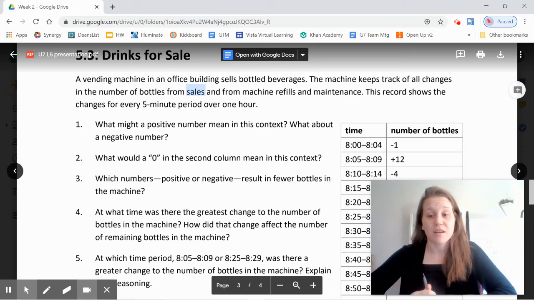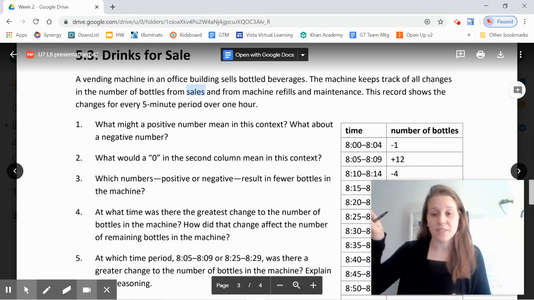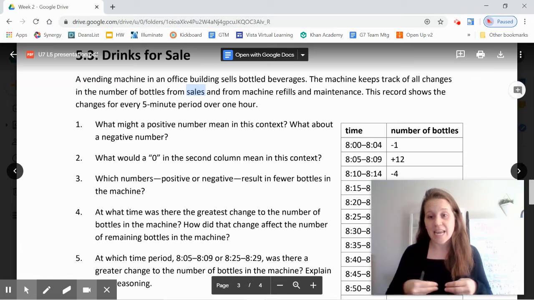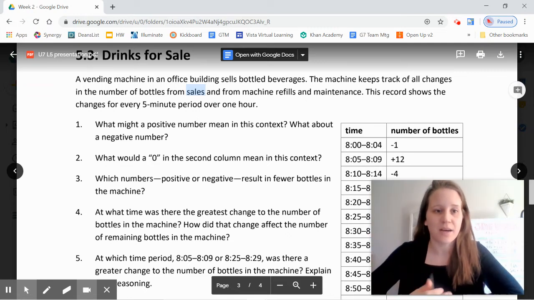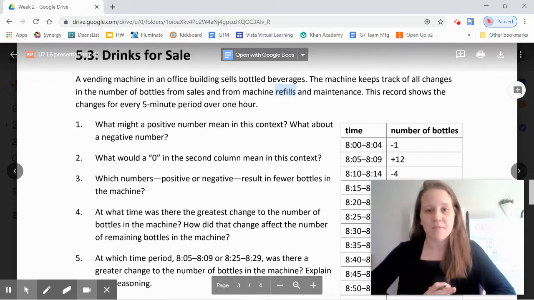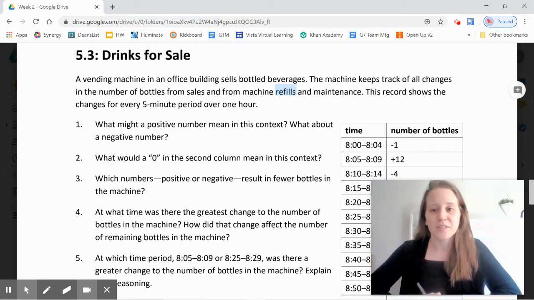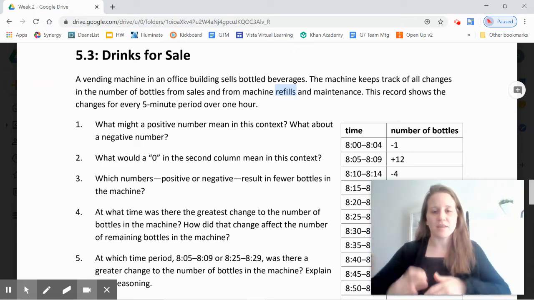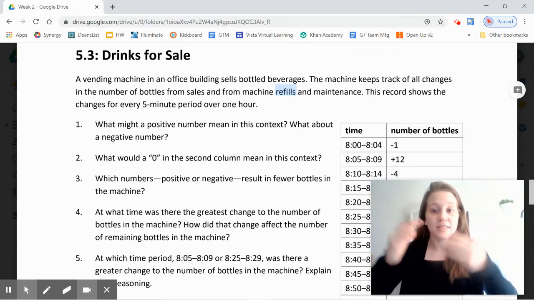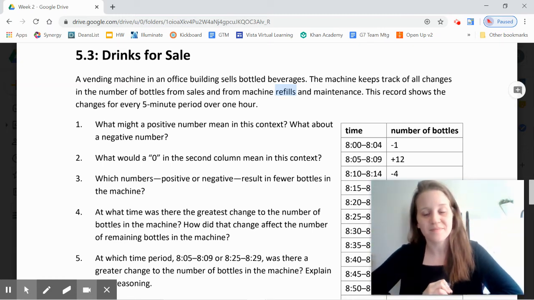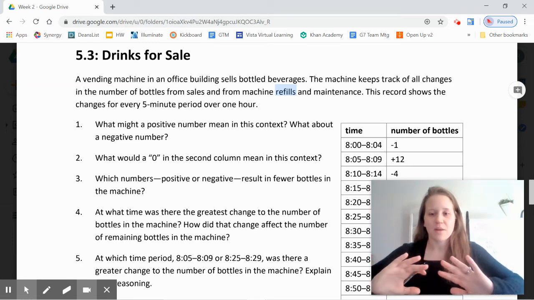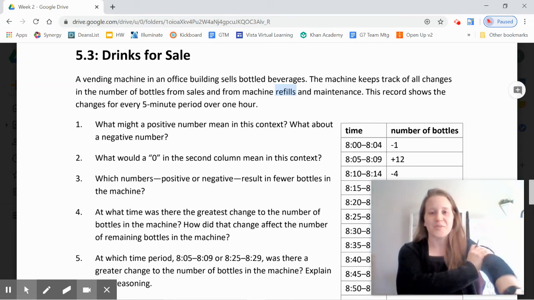The bottles in the vending machine for sales would decrease. So I walk up to the vending machine, I put in my $1.50, I take out one bottle. Now the vending machine has fewer bottles in it. So sales decrease my amount of bottles. What about machine refills? So this is someone's job to come in, roll in a cart of drinks and stock the machine, refill the machine with drinks. Do you think that would be a positive change in the number of bottles or a negative change? A positive change, right? Putting more in, the number of bottles in the vending machine goes up.